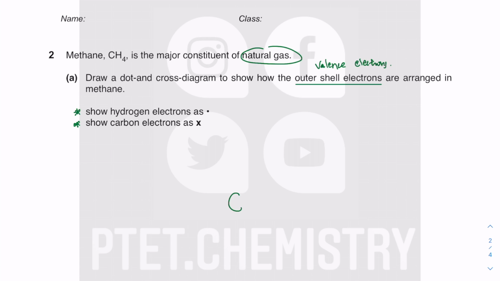So carbon, if I draw the display formula for methane, this is display. From the display formula, you can count carbon forms 4 bonds because carbon is in group 4, 4 outer shell electrons, 1, 2, 3, 4. Hydrogen only has 1 outer shell electron, it forms 1 covalent bond, 1, 1, 1, 1. So this is the correct structure for CH4. Each of these lines is a single bond, that means 2 electrons being shared, one from this, one from this. So I have cross dot hydrogen, cross dot hydrogen, cross dot hydrogen, cross dot hydrogen.